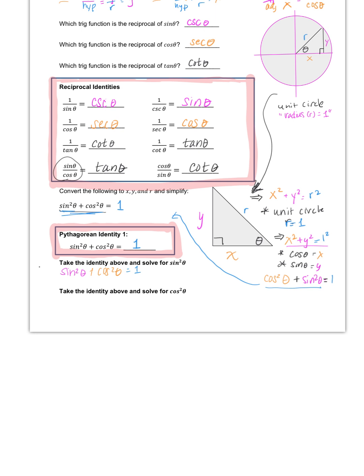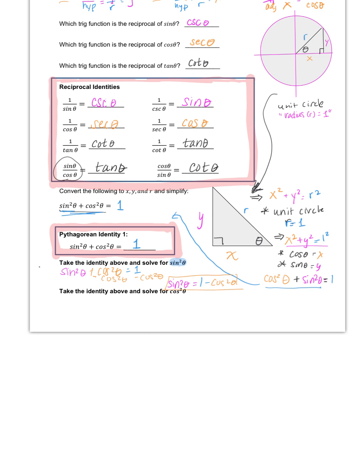Okay, so if I do this, I'm solving for sine squared theta. It's just like any other equation. I'm just going to move the cosine squared over. So in order to do that, I subtract cosine squared from both sides. And what do I wind up with? I wind up with sine squared theta equals 1 minus cosine squared theta. That's what we got here.